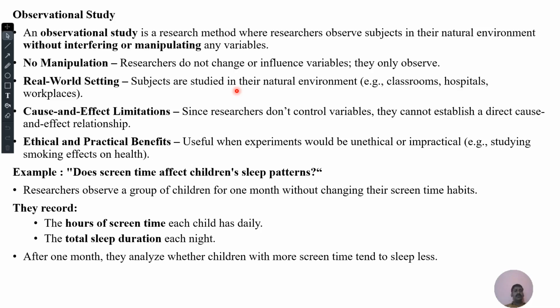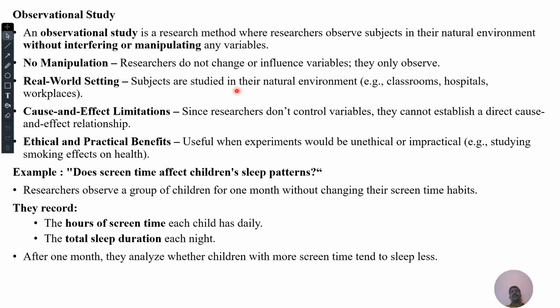Real world setting: subjects are studied in their natural environment. They can observe anywhere: classrooms, hospitals, chemistry classrooms, physics classrooms, or math classrooms. We can observe the output. They measure blood pressure, sugar levels, BP, everything we can measure. That is the real world setting. Cause and effect: researchers don't control the variables, so a direct cause and effect relationship cannot be established. Ethical and practical benefits: it is useful when experiments would be unethical or impractical. For example, studying the effects of smoking on health.